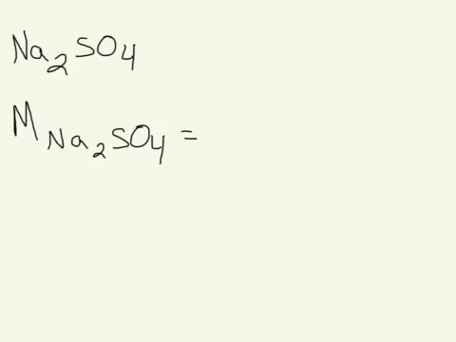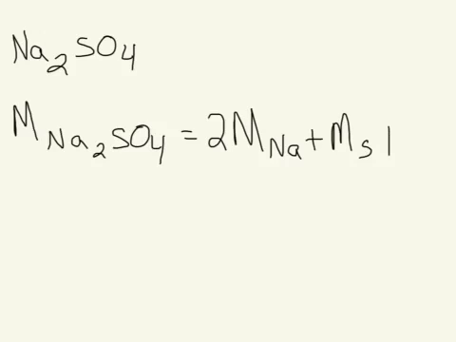The molar mass of sodium sulfate, big M stands for molar mass. So what you're going to do is take the molar mass of sodium from your periodic table, but there are two of them, so you're going to have to multiply that molar mass by 2. Then you're going to add it to the molar mass of sulfur, and then add that to the molar mass of oxygen. In this compound we have 4 oxygens, so you're going to have to multiply the molar mass of oxygen by 4.